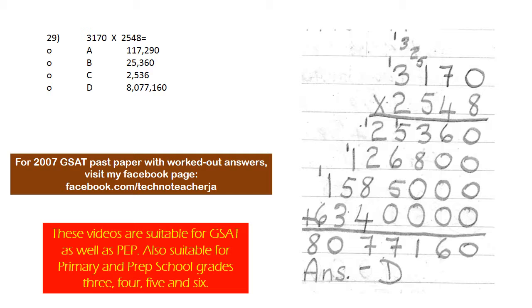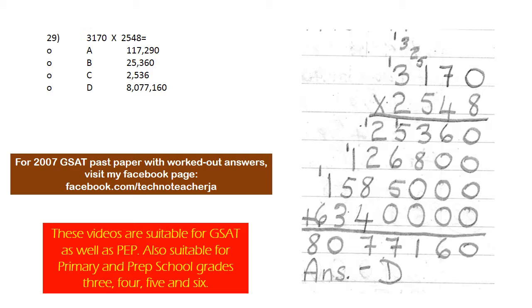Now let's add that column. 4 plus 8 is 12. 12 plus 2 is 14. 14 plus 2 is 16. 16 plus 1 is 17. Write a 7 under the 4 and carry 1 in the column beside it, beside the 1.